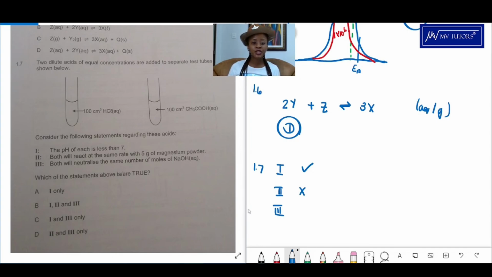3, both will neutralize with the same number of moles of sodium hydroxide. No.